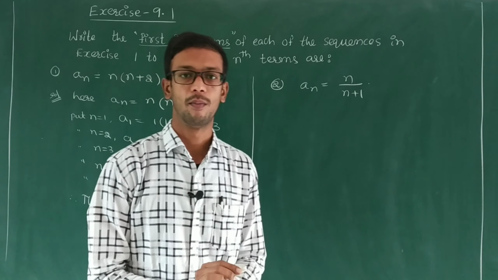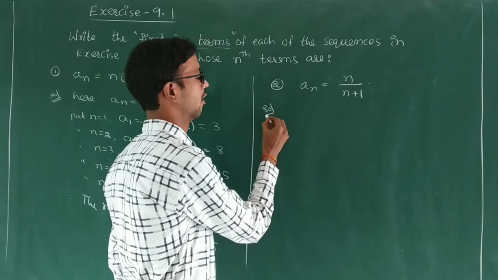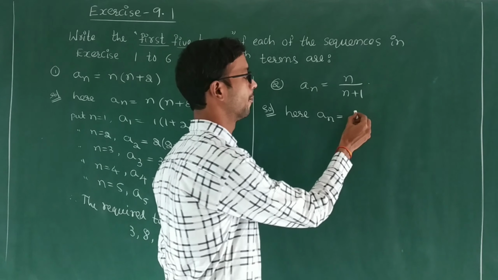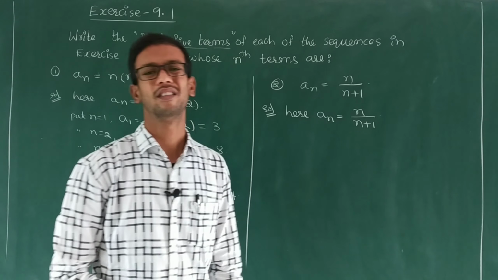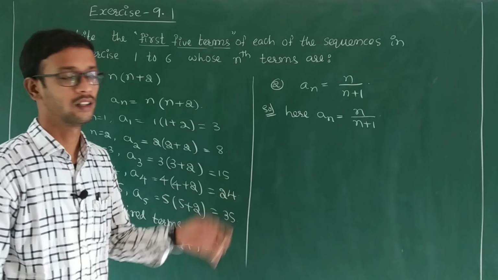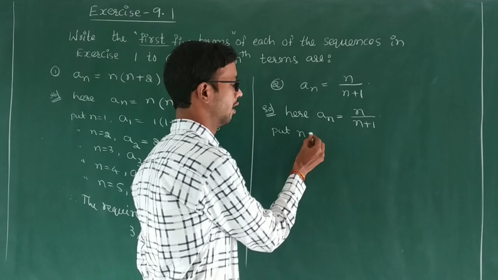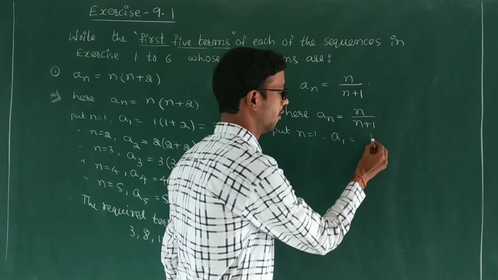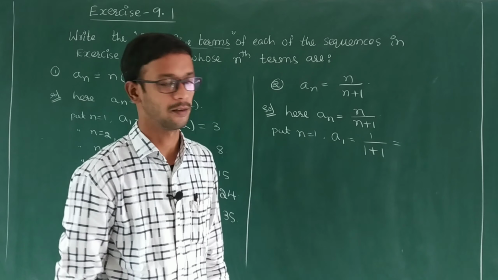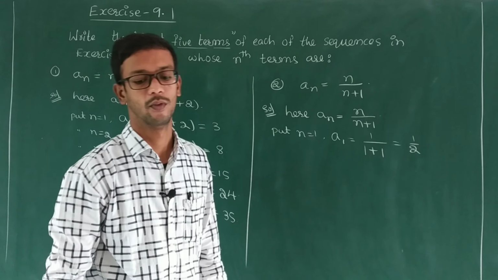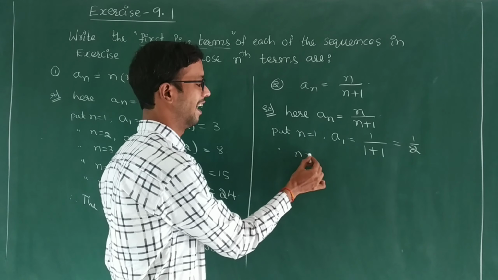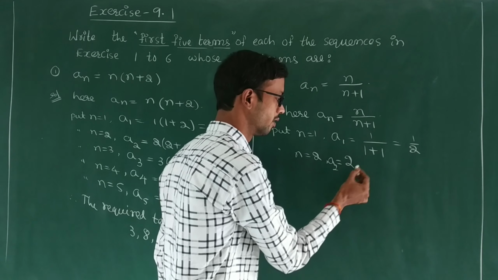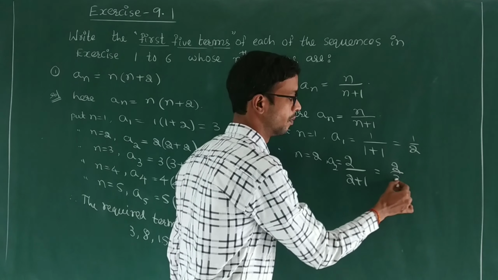Next, we'll go through the second problem. Second problem here, what is given in an? An is equal to n by n plus 1. So similar problem, this is also same to same. Put n equal to 1, a1 will be. We need first term, so that's why we are substituting a1. 1 by 1 plus 1, n plus 1 substitution. So this will become 1 by 2. Next, put n is equal to 2. Substitute 2 in place of n. A2 is equal to 2 by 2 plus 1, that is 2 by 3.